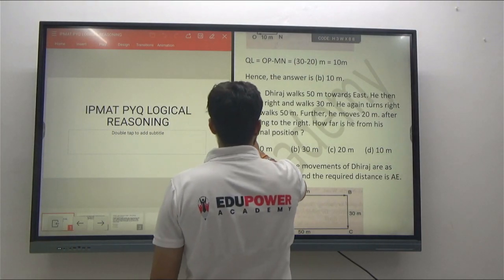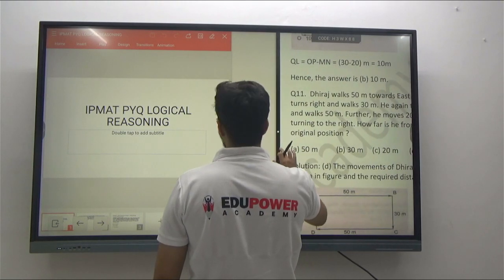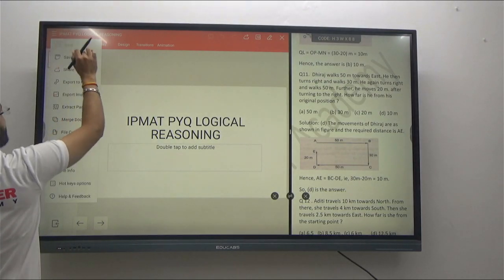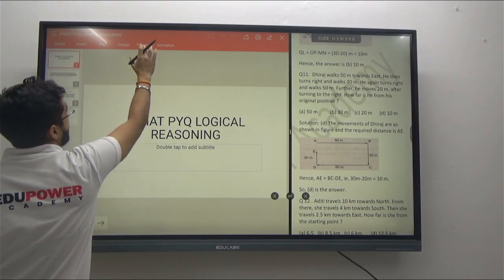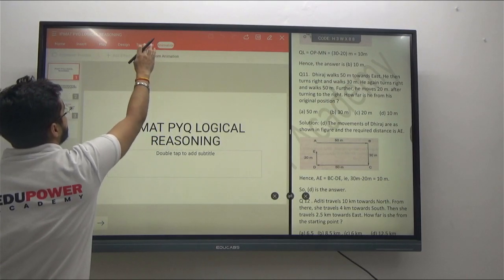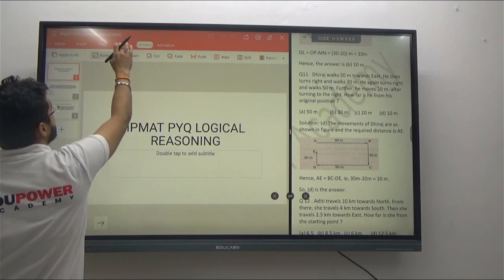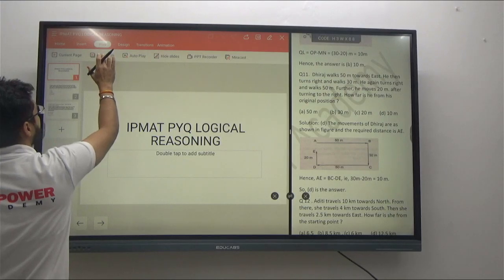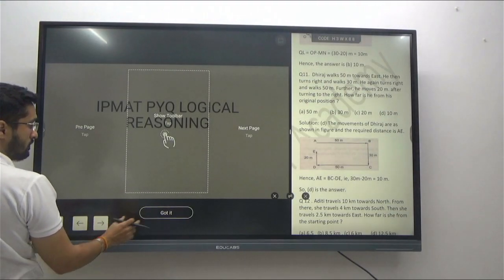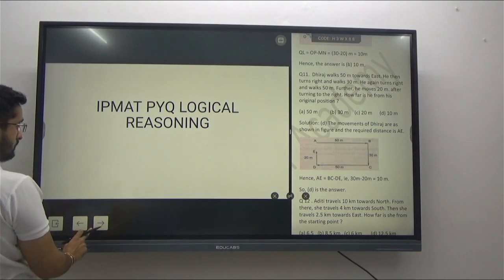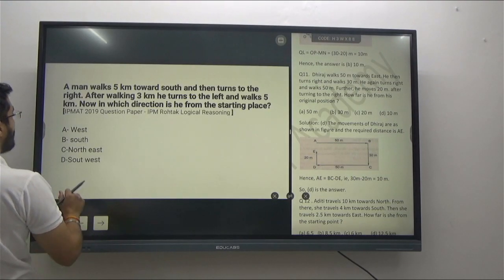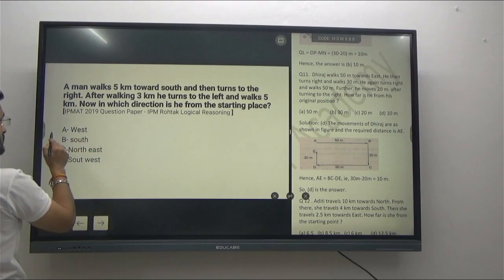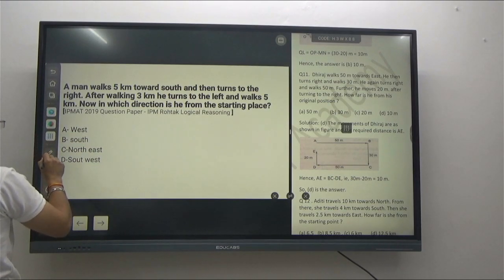Okay. So these are IPMAT PYQs, logical reasoning. These questions were actually asked in the previous year IPMAT question paper. This question is actually last year's IPM Rohtak logical reasoning question. Everyone, please try to solve this question once.